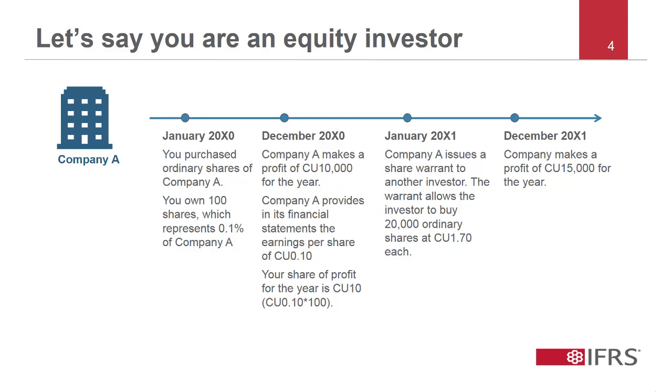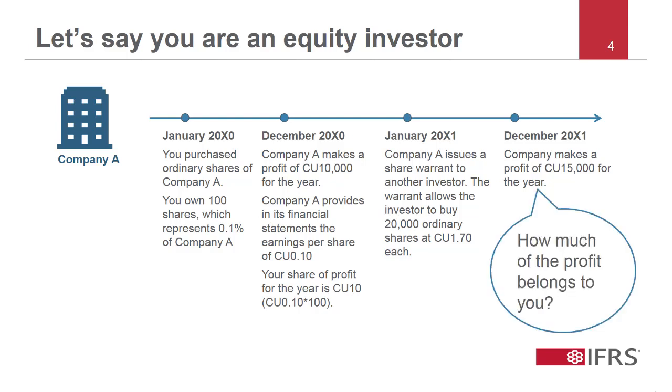In January the following year, assume the company issues a share warrant to another investor. The warrant allows the investor to buy 20,000 ordinary shares at currency units 1.70 each. And for the year, Company A makes a profit of currency units 15,000. The question now is, how much of the profit belongs to you? At the end of year 20X1, Company A not only has ordinary shareholders, but it also has the warrant holder, who is a potential ordinary shareholder. Out of currency units 15,000, how much do you get as an ordinary shareholder?